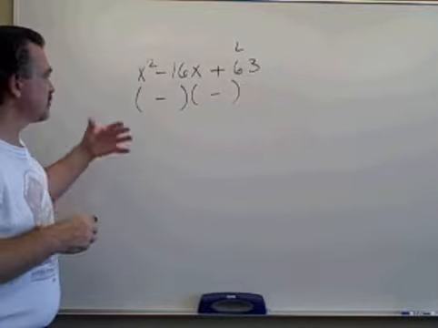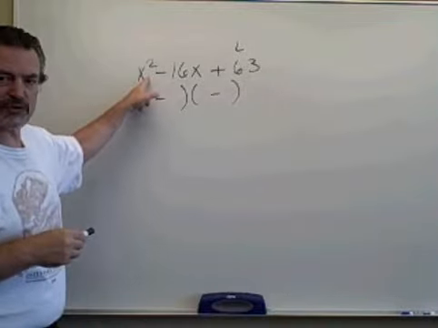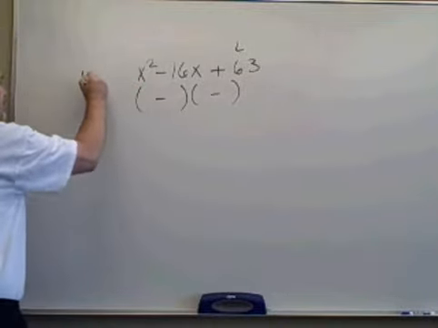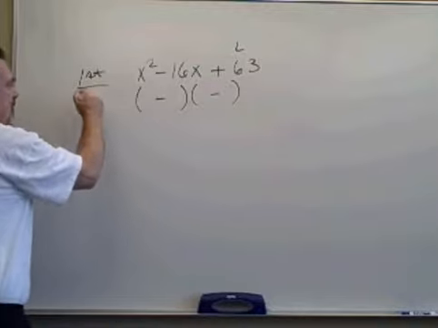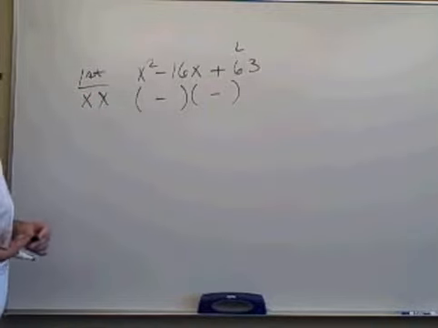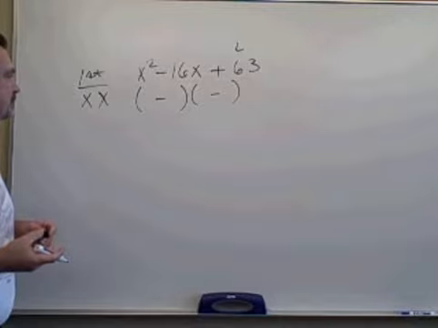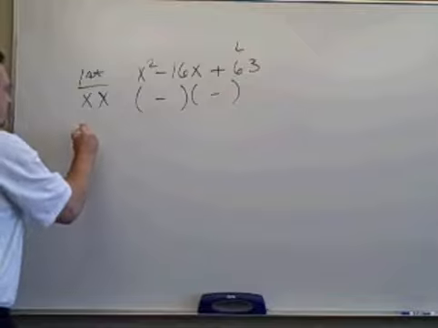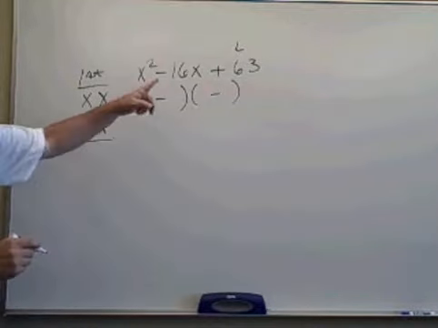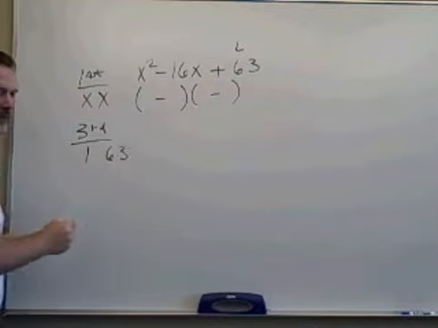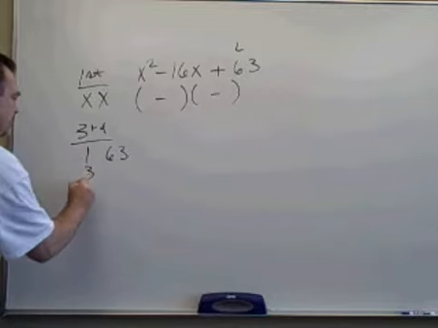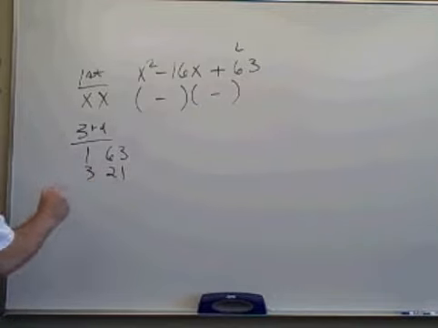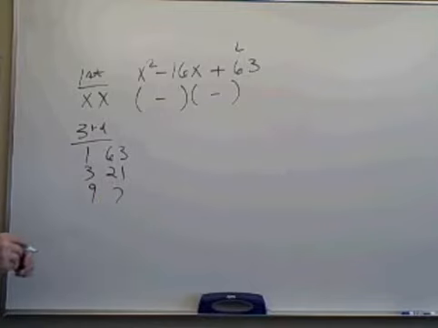Next step, we said, was to list the factor pairs that make the first term of the trinomial. Well, the only factor pair that makes x squared that we're interested in is x times x. Then list the factor pairs that make the third term of the trinomial. That would be 1 times 63, 3 times 21, and 9 times 7. Those are the three factor pairs that can multiply together to make 63.